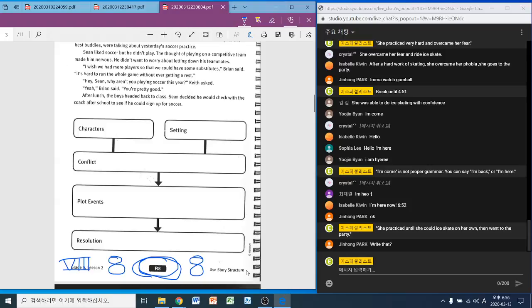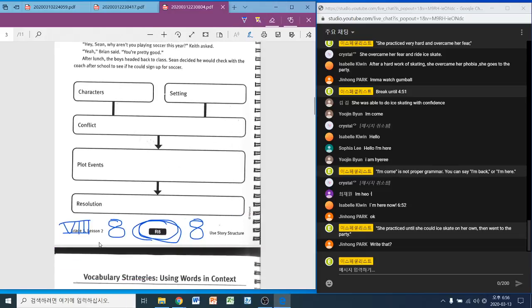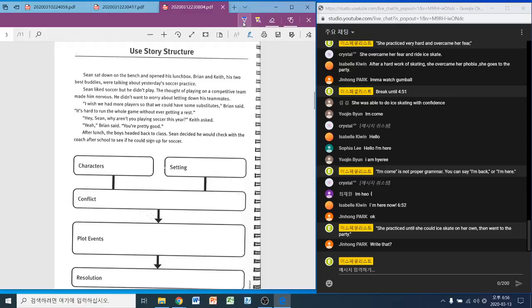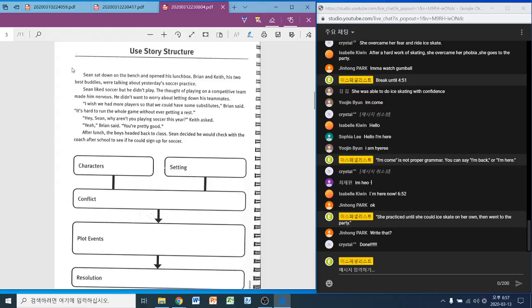Let's go here to RT page 8. Okay. We have another little story here. We're going to try to do the same thing. We're going to try to understand the story structure of this one. Let's read it, and then let's try to understand.